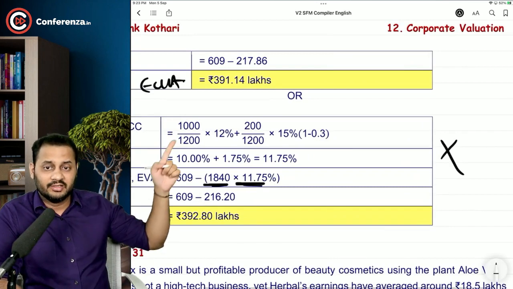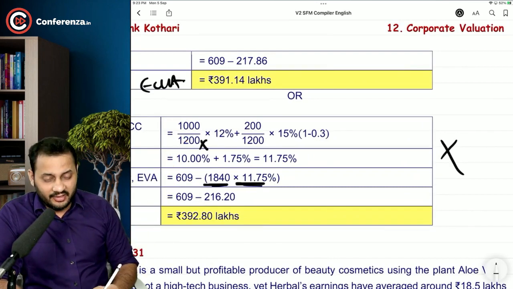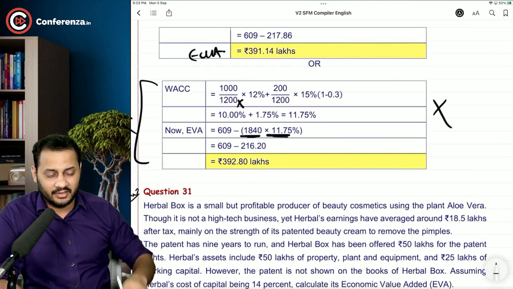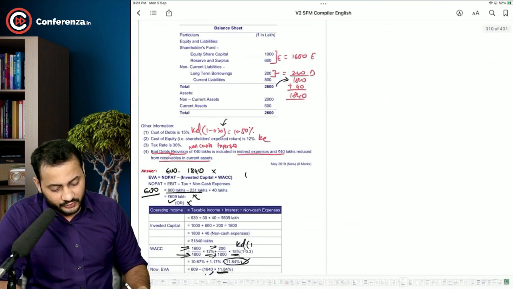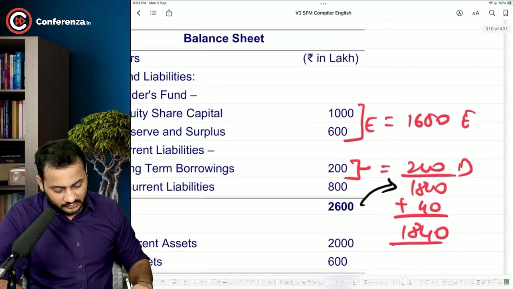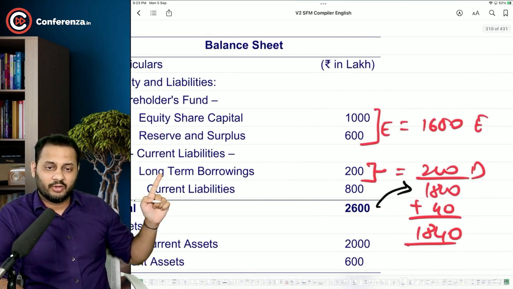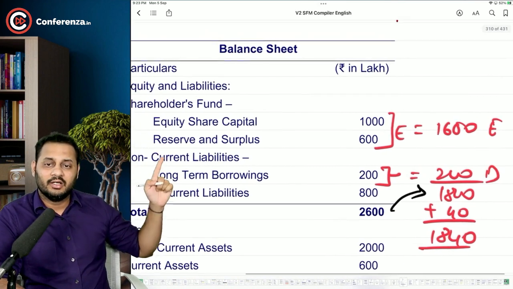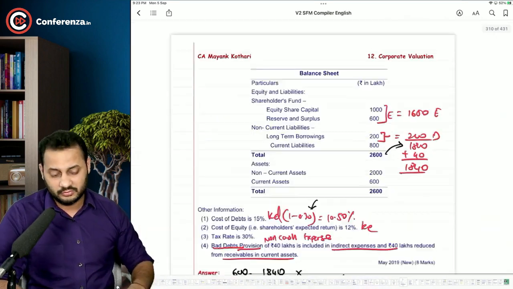What they did in this part is they changed the weight. They excluded reserves from the total capital. See, they have taken 1200 here, and if I show you, equity share capital of 1000 and long term borrowings of 200. That's it. 1000 and 200, 1200. And they have ignored reserves and surplus of 600, which is totally wrong.